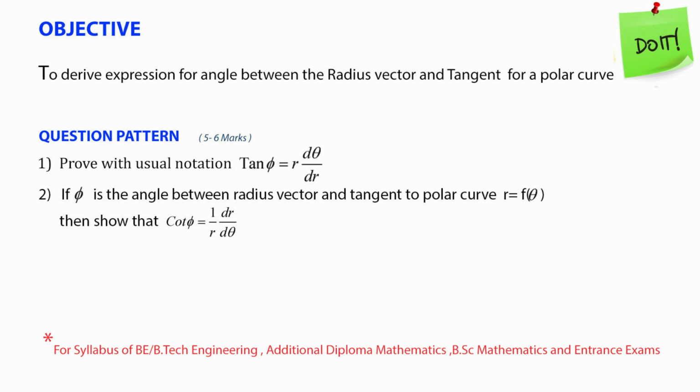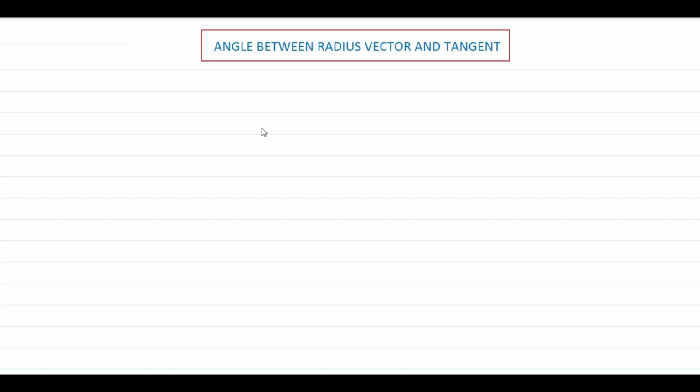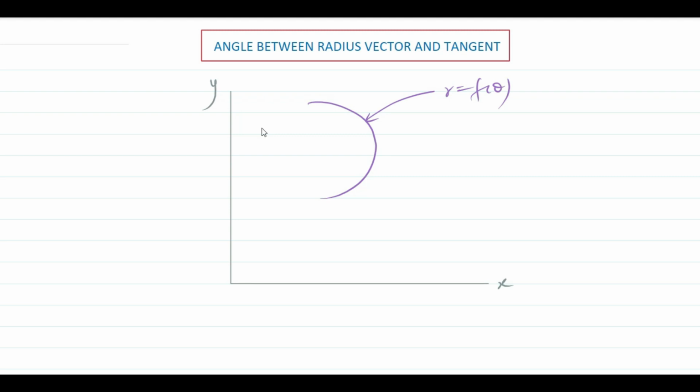Hello smart learners. Let us derive an expression for the angle between radius vector and tangent for a polar curve. Taking the x and the y axis, let r is equal to f of theta be the polar curve. For this curve, we need to draw the radius vector and the tangent.